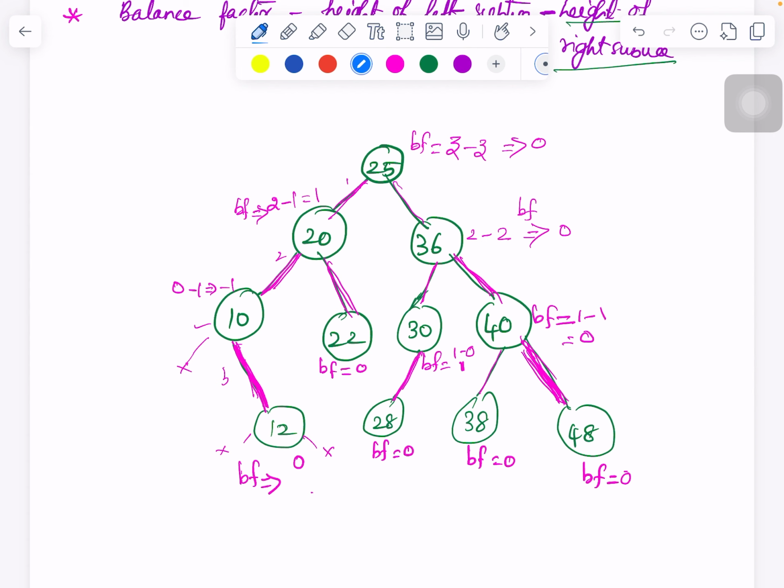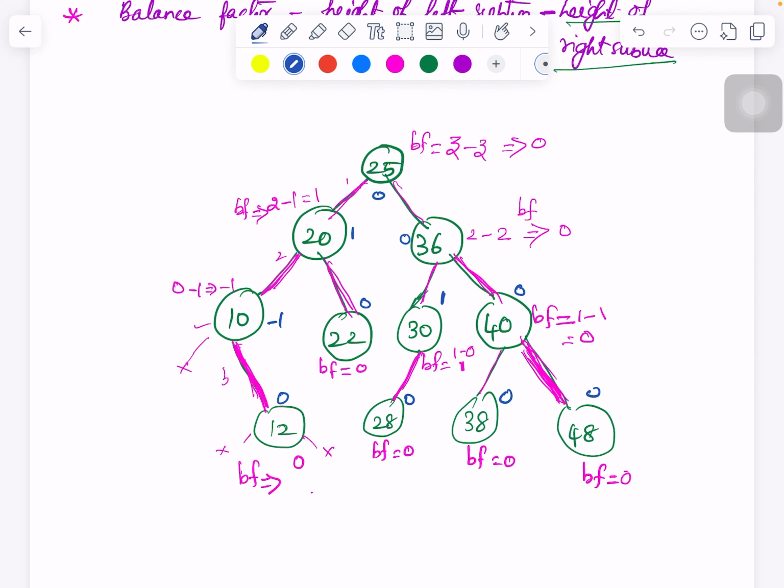I'll rewrite the balancing factors for you here. For node 25 it is 0, for node 20 it is 1, node 36 it is 0, for 10 it is -1, 22 is 0, for 30 it is 1, for 40 it is 0, and 0, 0, 0, 0 for the leaf nodes. Fine.